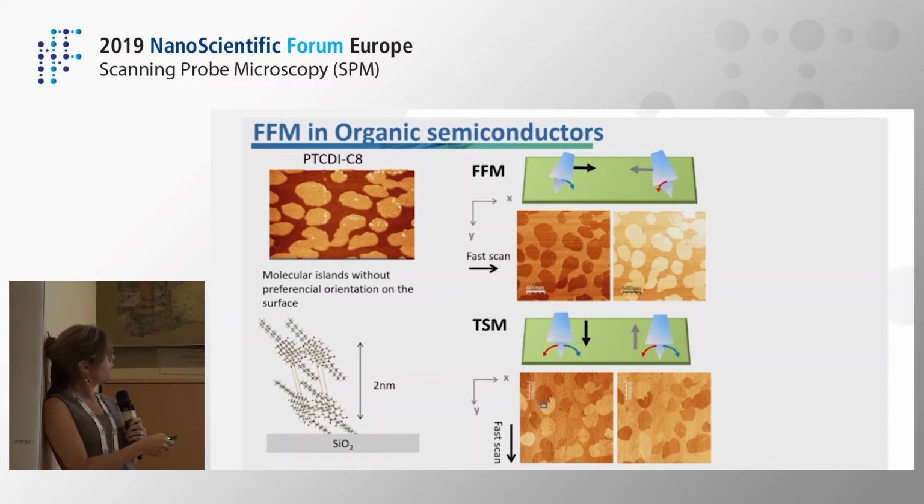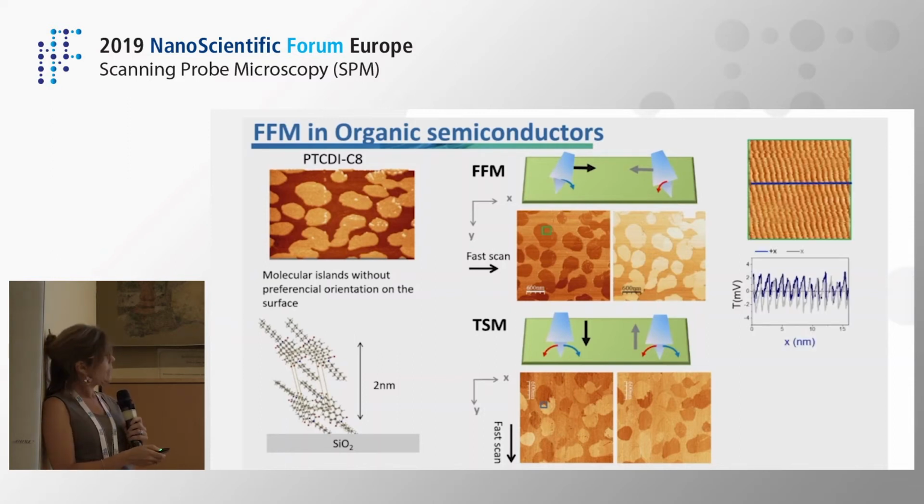In the standard frictional force microscopy, this is the lateral force image at molecular scale. We can see these molecular rows, which corresponds to this cofacial alignment of the molecules. And this is this stick-slip behavior I mentioned before at molecular level.